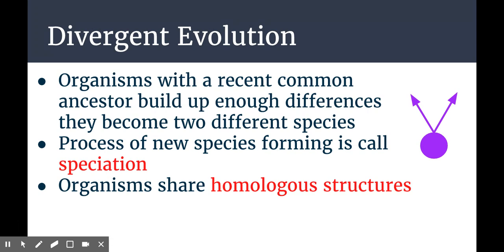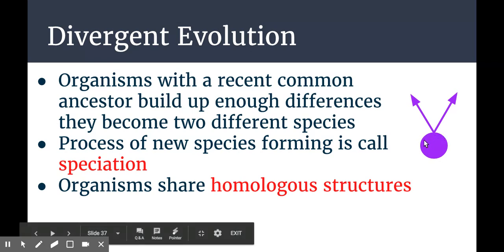This is very different from divergent evolution. In divergent evolution, organisms do share a recent common ancestor. But what happens is these two different populations over time are going to build up enough differences between them that they actually split to become two different species. And we call this process by which a population that was once one species builds up enough differences between them that they split, speciation.